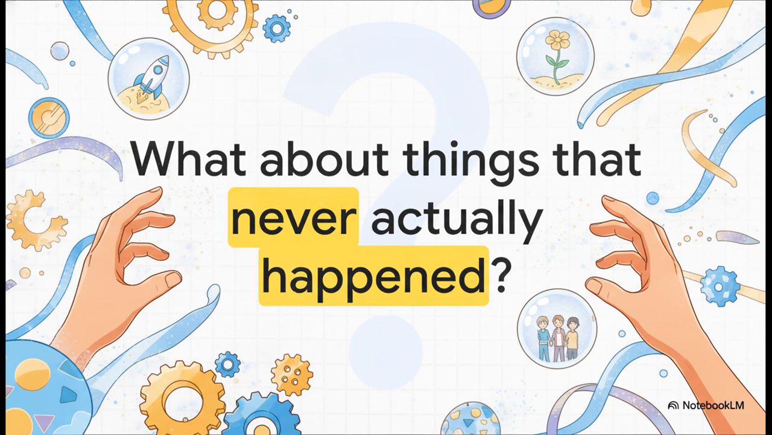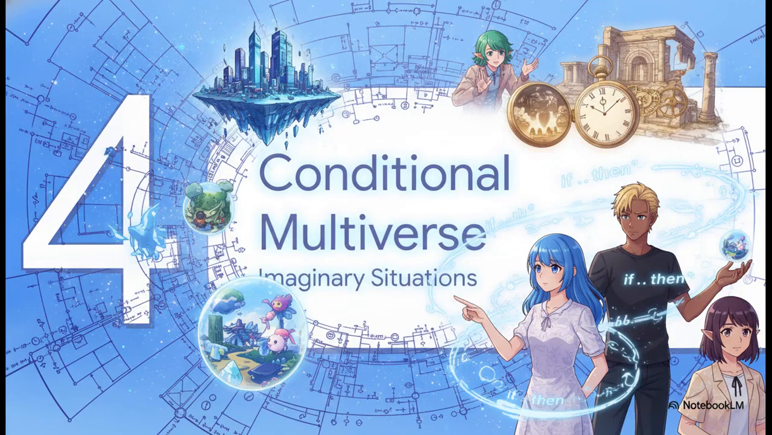So, we've basically mastered reality at this point. We know exactly how to describe the present, the past, the future, the objects, and the actions. But what if you want to talk about things that never actually happened? What if you want to express a hypothetical? You know, something you wish had happened, or something that might happen. Which leads us perfectly into Section 4, the conditional multiverse.